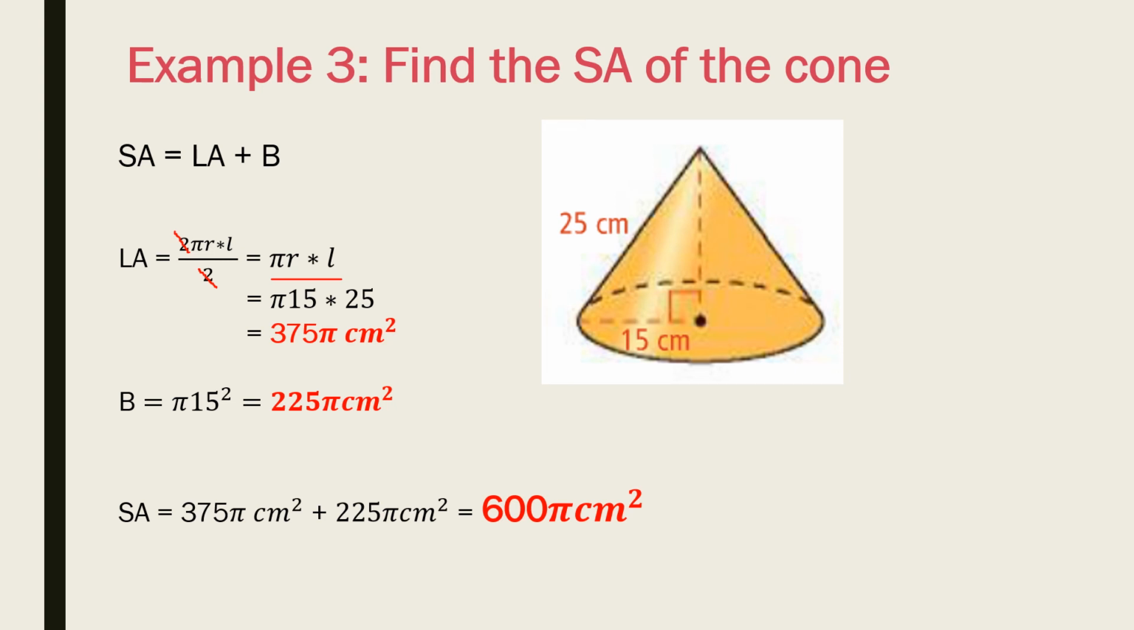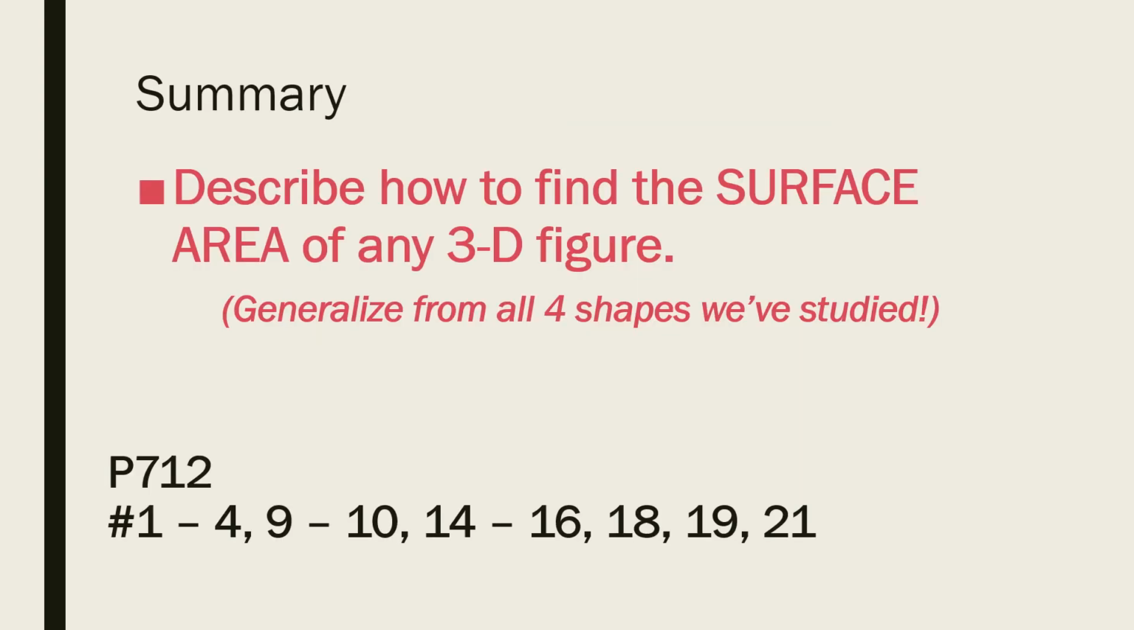And again, unless it tells you to multiply everything out with pi in it, I would just leave things in terms of pi, right? That's technically a more accurate answer. 600 pi centimeters squared.